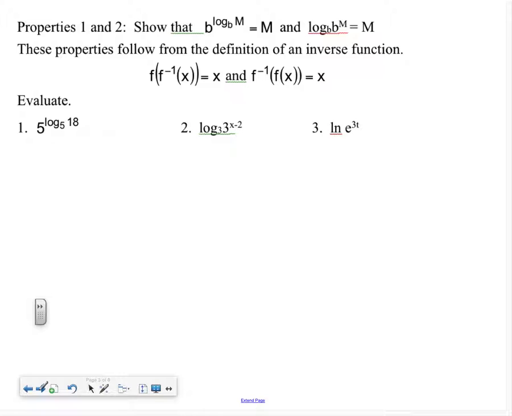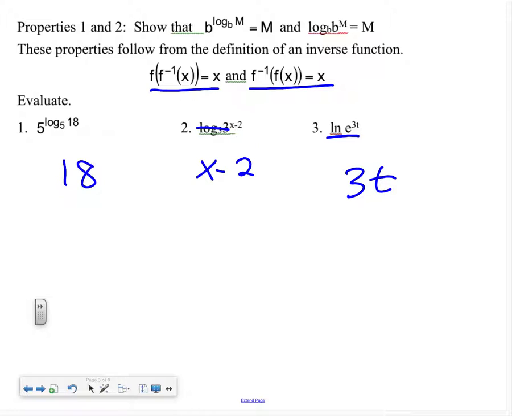So we're going to use our properties 1 and 2. Basically, this is the idea that if I take them next to each other, they're just going to undo each other. So if you look at number 1, you have 5 to the log base 5 of 18. What happens with the 5 and log base 5? They undo each other, so what you get is 18. The next one, guess what that one is? X minus 2, because these guys cancel, they undo each other. And e and ln are inverse functions of each other here, so they effectively cancel each other out when they're next to each other, and you get 13.